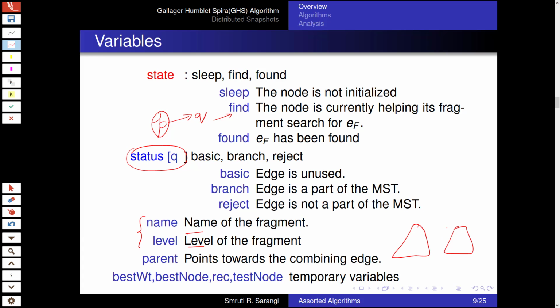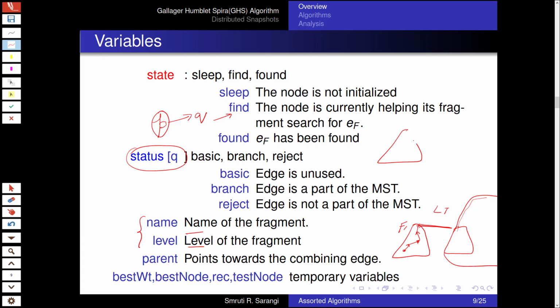Or let's say even a smaller node combines with a bigger node. So there will always be a combining edge. Let us consider first combination with the LT rule. Let's say that this is a small fragment and this is a much bigger fragment. In this case, every node over here will basically point to some other node, which points to some other node, which will ultimately take it towards the combining edge. So every node will point towards the combining edge. These are essentially parent pointers, which take us towards what is called the combining edge.